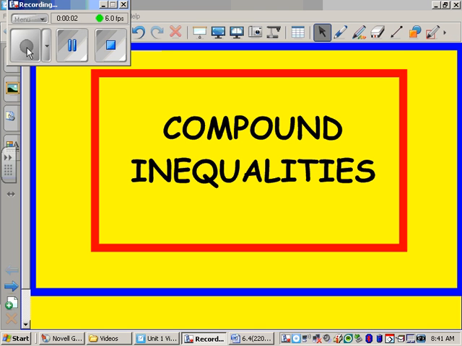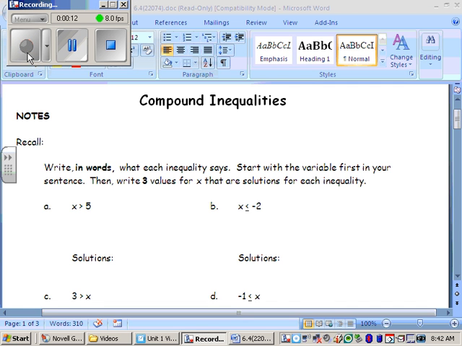In this lesson, you will learn how to solve and graph the solution for compound inequalities. Let's take a look at some notes to better help you understand this concept. Before I explain about compound inequalities, let's review some information about inequalities that you've learned in previous lessons.